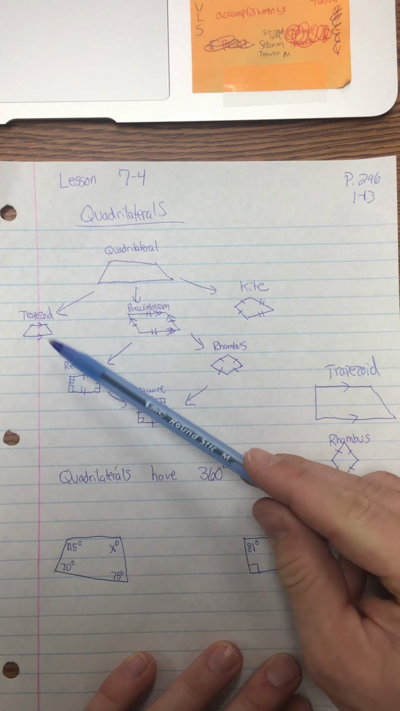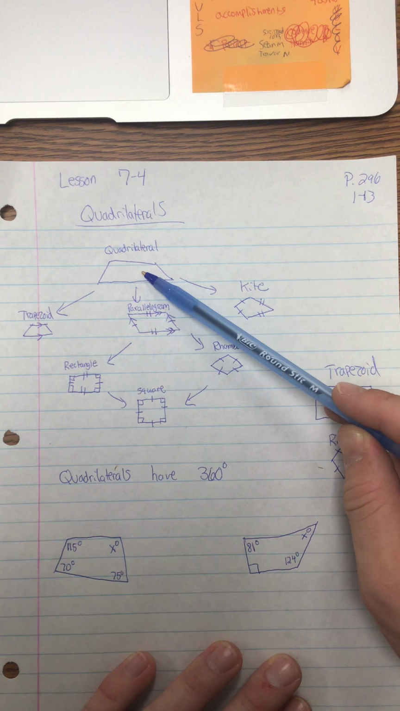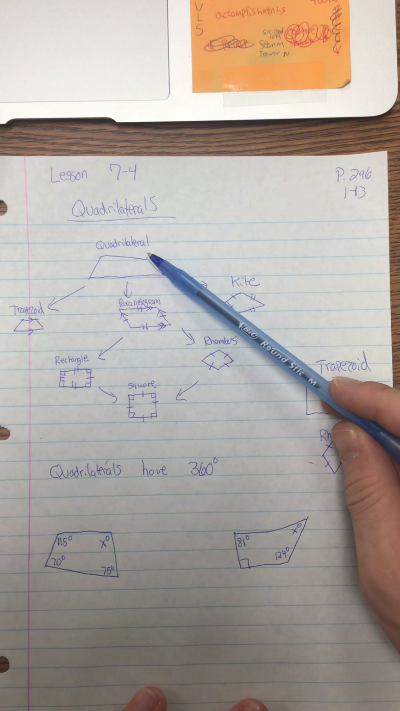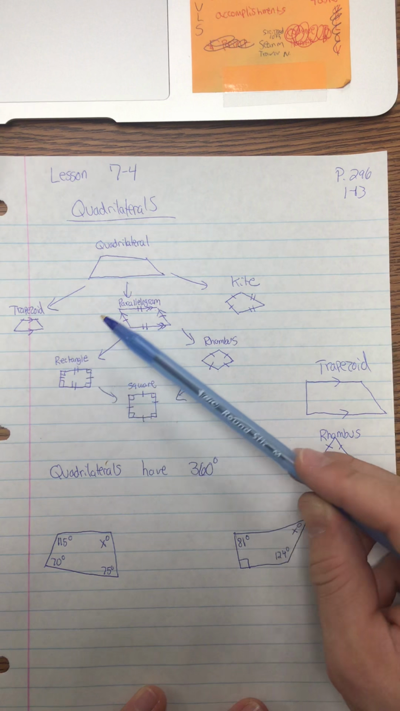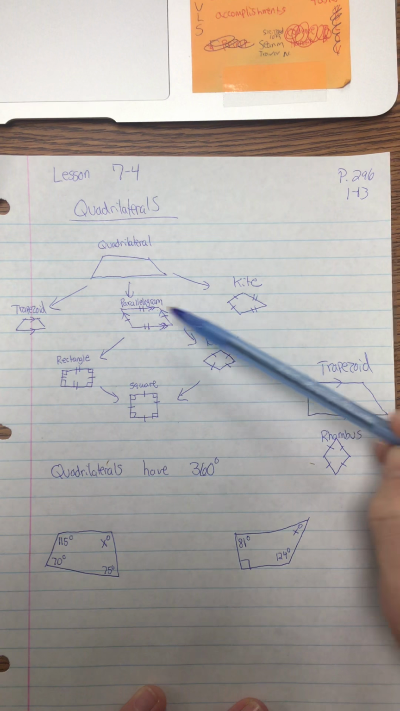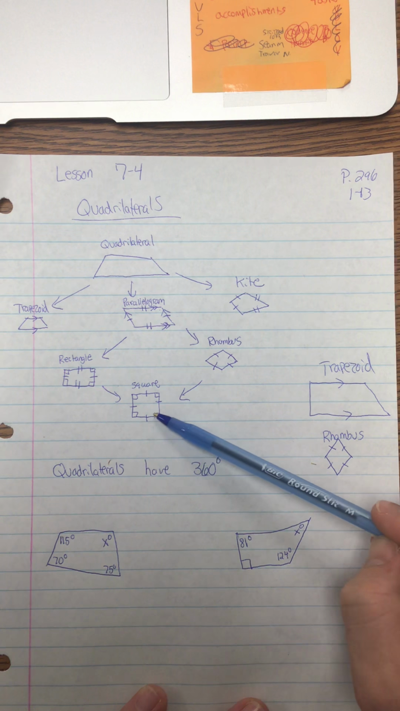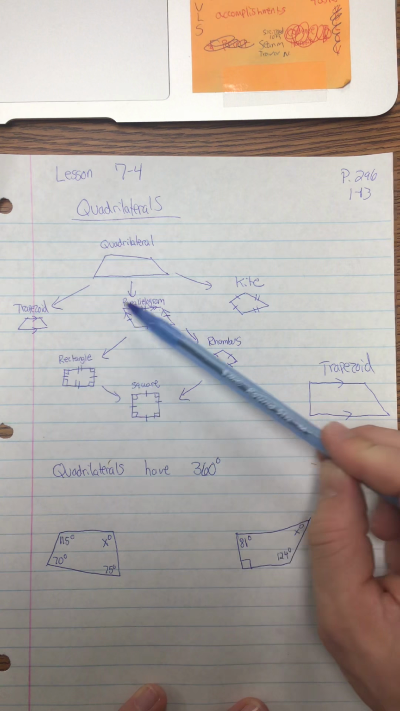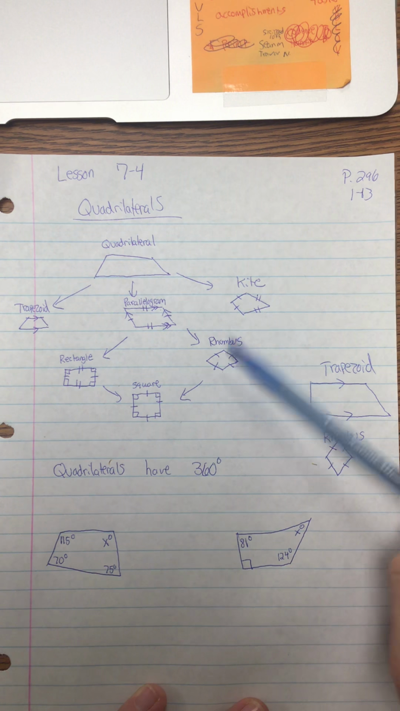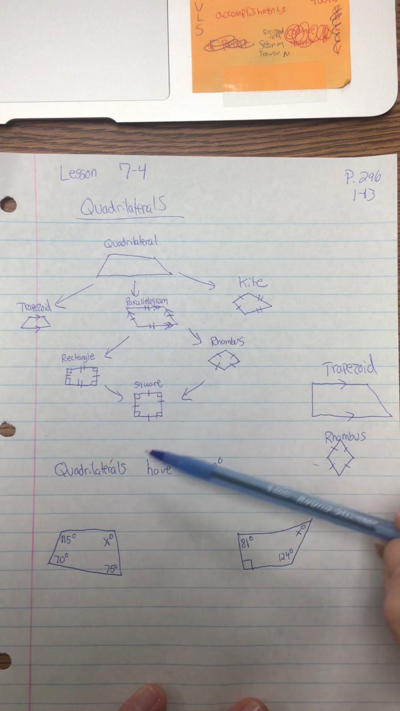Now, if something is a trapezoid, it's also a quadrilateral. If something is a kite, it's also a quadrilateral. So a lot of these have double meanings. If it's a parallelogram, it's also a quadrilateral. If it's a rectangle, that means it's also a parallelogram, and also a quadrilateral. If it's a rhombus, it's also a parallelogram and a quadrilateral. And a square can be a lot. If it's a square, it's a rectangle, which is also a parallelogram, which is also a quadrilateral, and a square is also a rhombus, which goes to parallelogram and quadrilateral as well. So a square plays a lot of different roles.